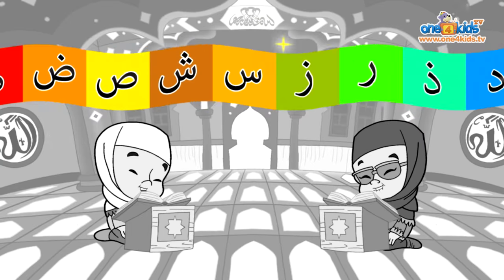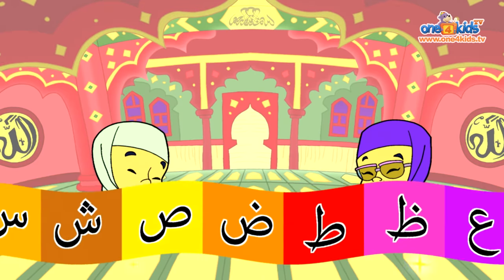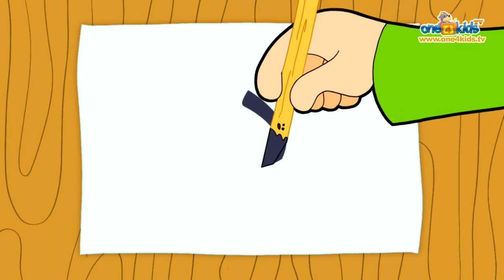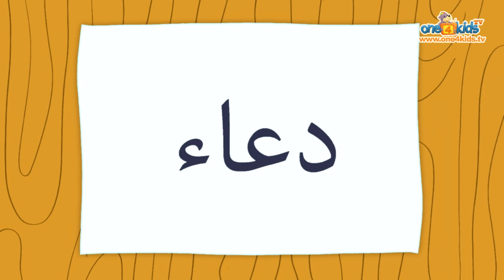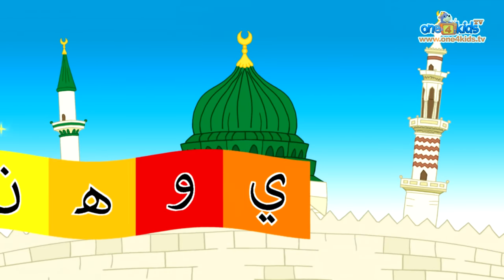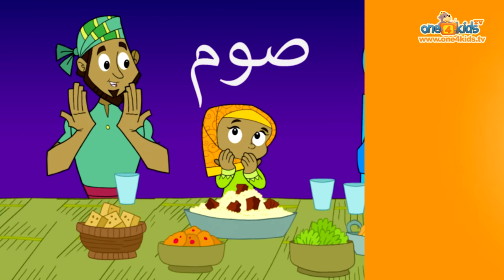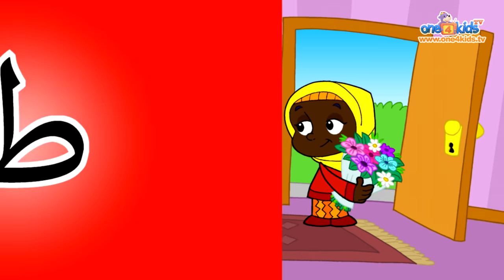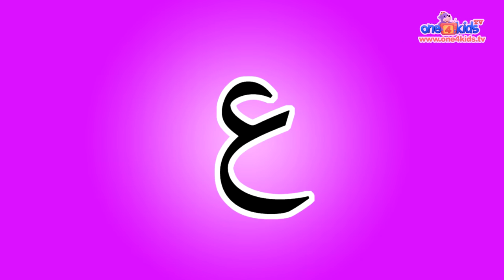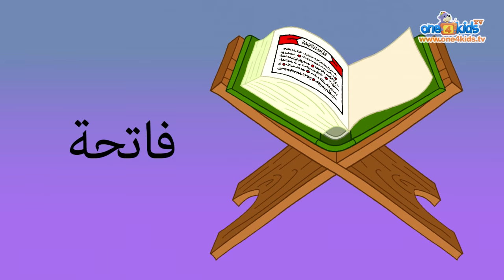We're learning the Arabic alphabet so we can read and learn Al-Quran, the language of our beloved Muhammad, the last prophet sent from Allah. Shin is for Shams and Sad is for Sawm. Dad is for Dhaif and Ta for Tahara. Dha is for Dhilal. Ain is for Ibadah. Ghain is for Ghafur and Fa is for Fatiha.